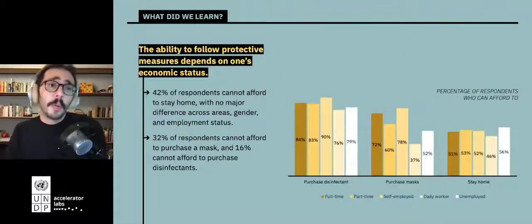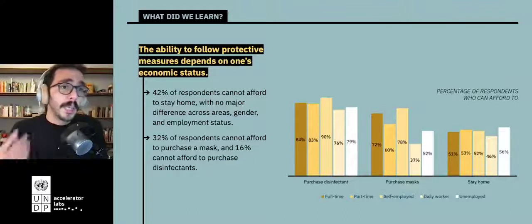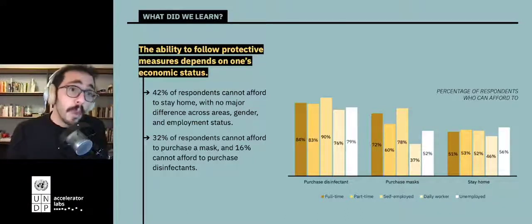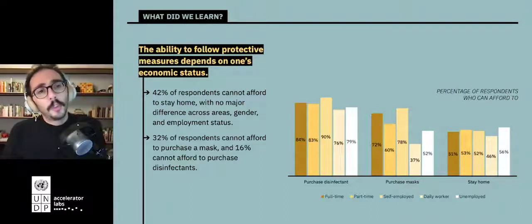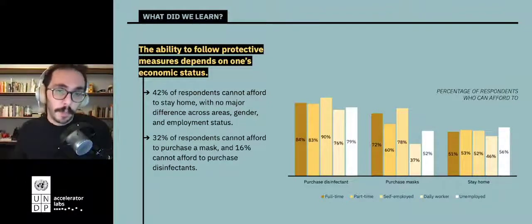The ability to follow protective measures depends on one's economic status. So 42% of our respondents cannot afford to stay home, with no major difference across areas, gender, and employment status. 32% of them cannot afford to purchase a mask, and 16% cannot afford to purchase disinfectants.